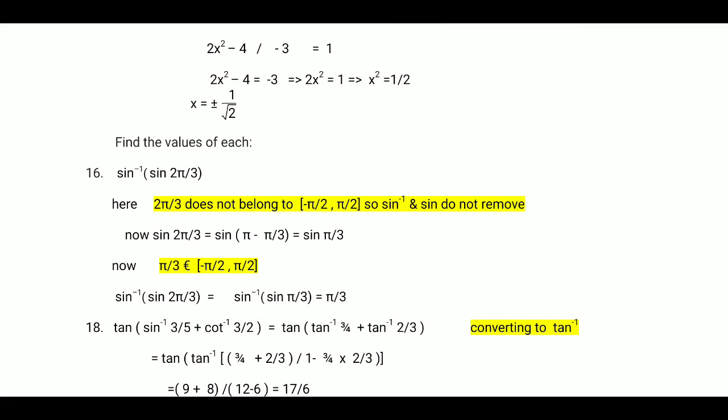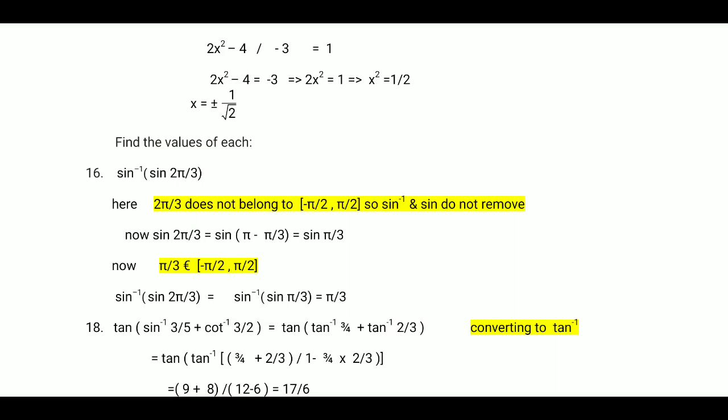Now the next question is, find the values of each. It is the question, I am taking one part of it, that is sine inverse sine 2 pi by 3. Here sine inverse and sine cannot be removed, because 2 pi by 3 is an angle not belonging to minus pi by 2 to pi by 2. So sine inverse and sine do not remove, because the principal branch of sine inverse is minus pi by 2 to pi by 2. So the angle must be within these two values.